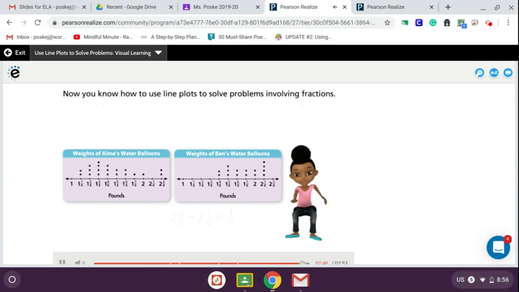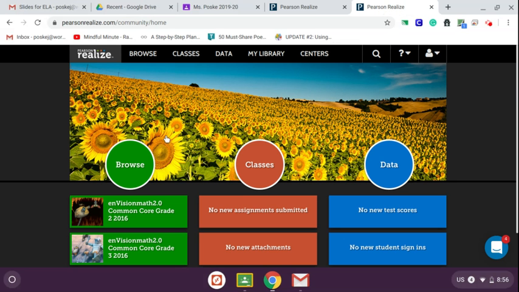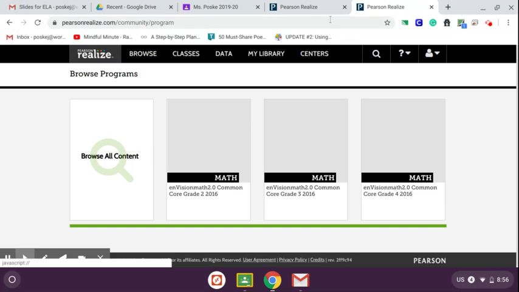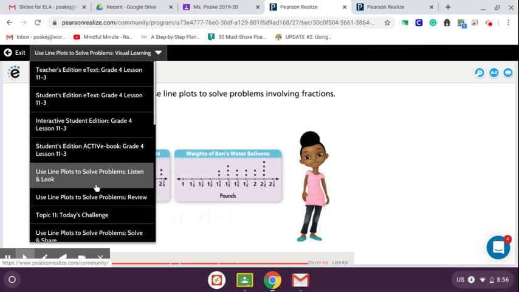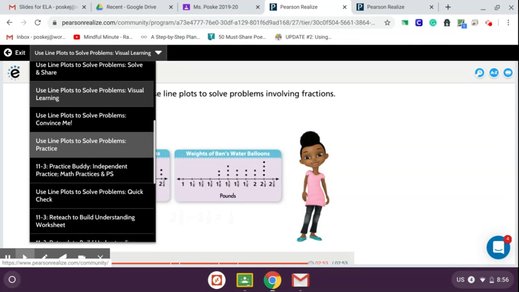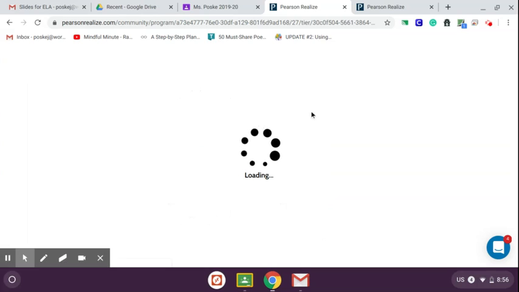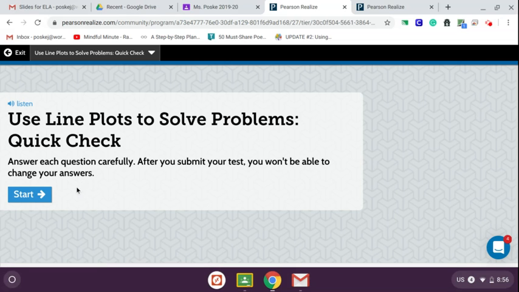Now you know how to use line plots to solve problems involving fractions. All right, so what you're going to do now is hop over to your quick check. I posted the quick check in Google Classroom. Here's what it looks like, and I am going to be walking you through this to help you out this time, so more people can get a better score.